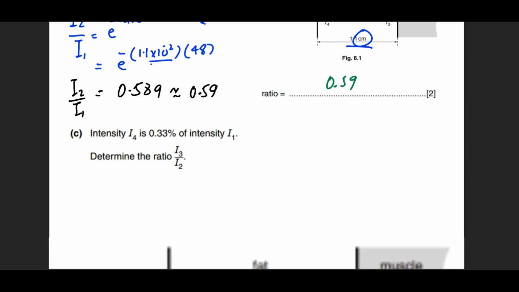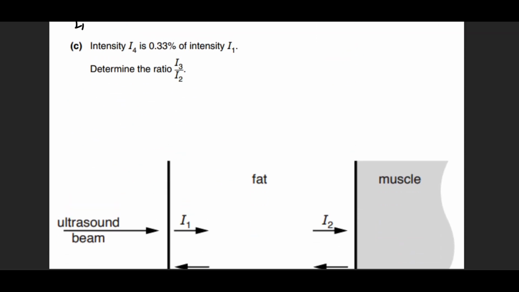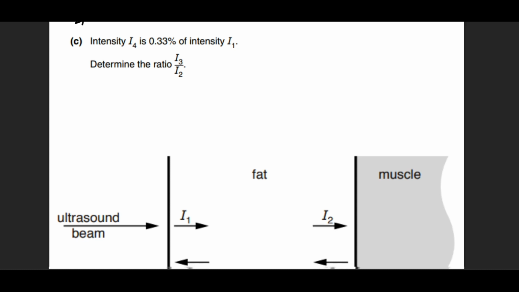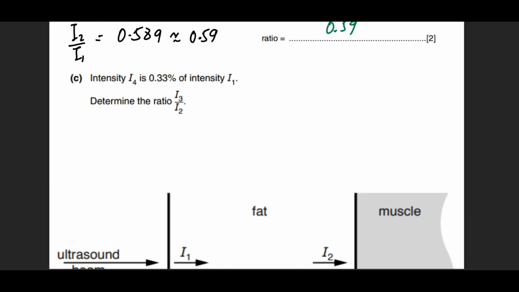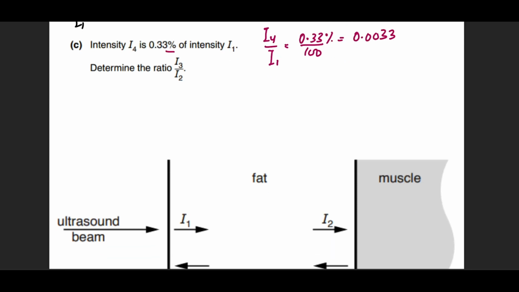Anyways, now this question is a bit tricky. I've included this question in this lesson so that you can understand another technique to solve these questions. Although I've seen this question very rarely, I've included it because it's different from the rest of them. So intensity, he says I4 in terms of I1 is 33%. Now please don't ignore this percentage sign. This means that I4 divided by I1 is 0.33%, which means 0.0033. Percentage is actually divided by 100. So please note this. He wants you to find out I3 by I2.